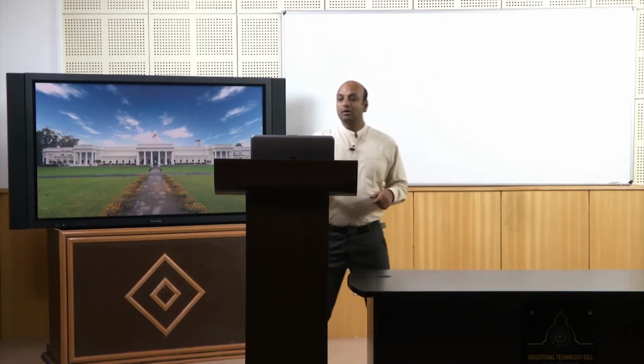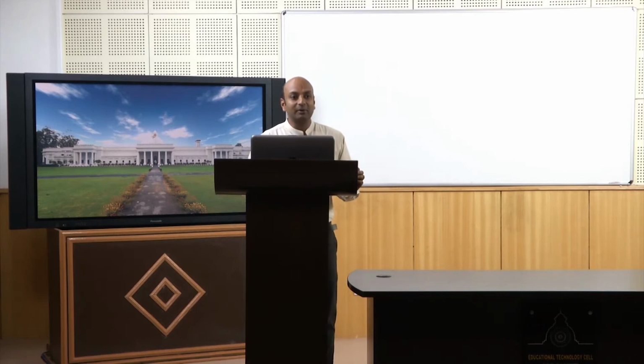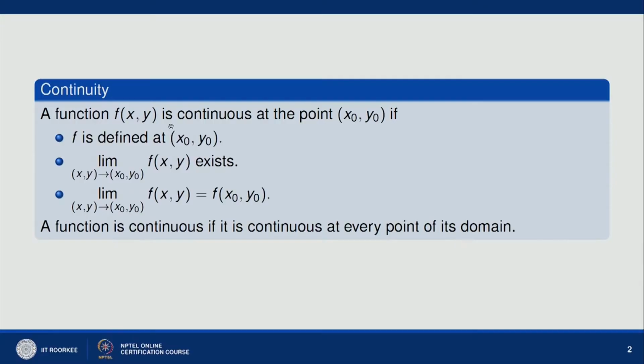Now we will see what we mean by continuity of multivariable functions. A function f(x,y) is said to be continuous at a point (x0,y0) if these three properties hold. That means the function is defined at (x0,y0), the limit as (x,y) tends to (x0,y0) of f(x,y) exists, and the limit as (x,y) tends to (x0,y0) of f(x,y) is equal to f of (x0,y0). And a function is continuous if it is continuous at every point of its domain.